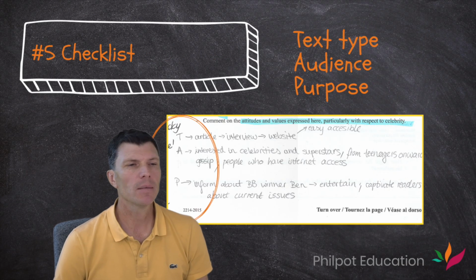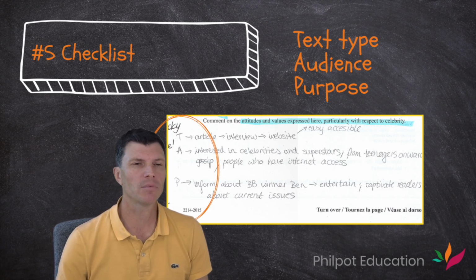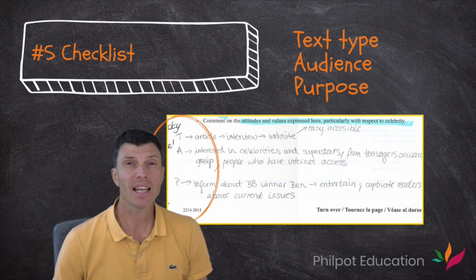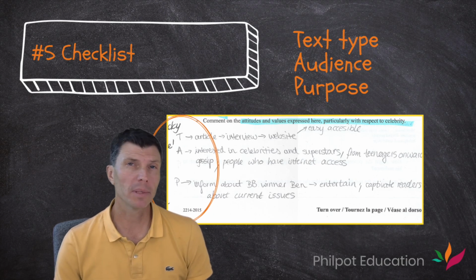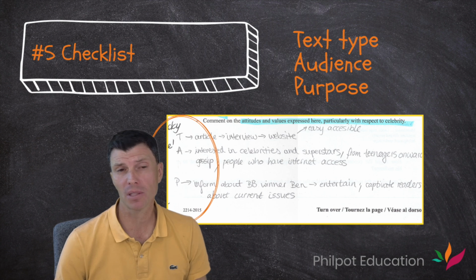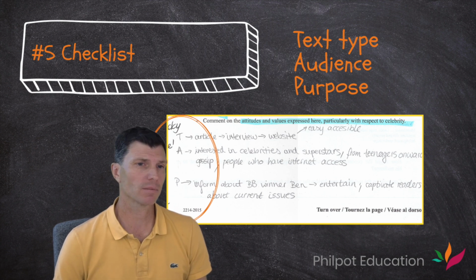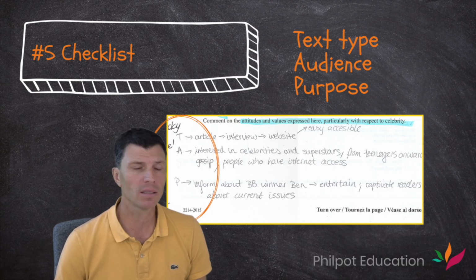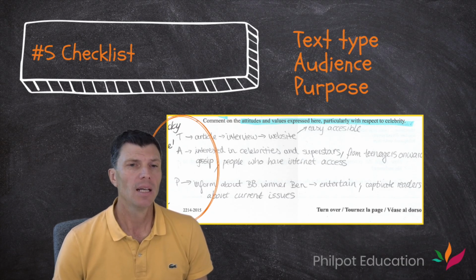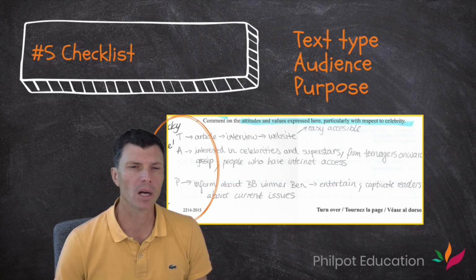Tip 5, come to the exam room with a checklist. You can see how this student has come to the exam room with TAP, presumably for text type, audience, and purpose. She's elaborated on the type of text, writing about how it's an article, an interview, and even a website. Students who do write about text type in a rather nuanced way tend to get more marks.